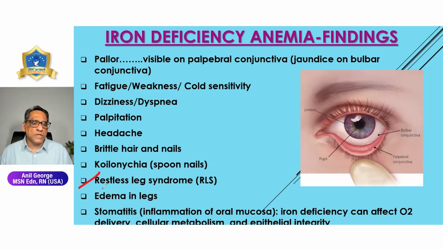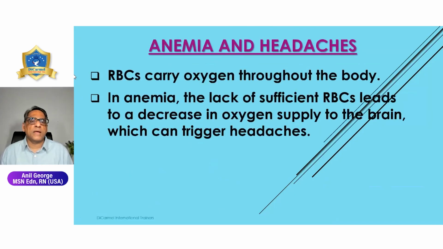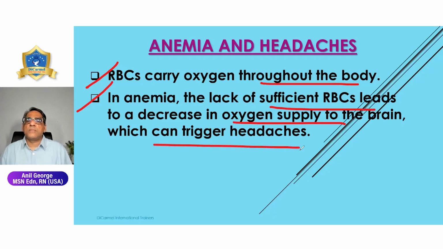And edema in legs. Stomatitis is inflammation of the oral mucosa, because iron deficiency can affect oxygen delivery, cellular metabolism, and epithelial integrity, all of which can get affected, with a higher risk of stomatitis. So let's look into more details on the reasons behind many of these findings. The first one, anemia and headache. How can anemia cause headache? As we know, RBCs carry oxygen throughout the body. So in anemia, insufficient RBCs lead to a decrease in oxygen supply to the brain. When oxygen supply to the brain is affected, that can be a reason for headache.